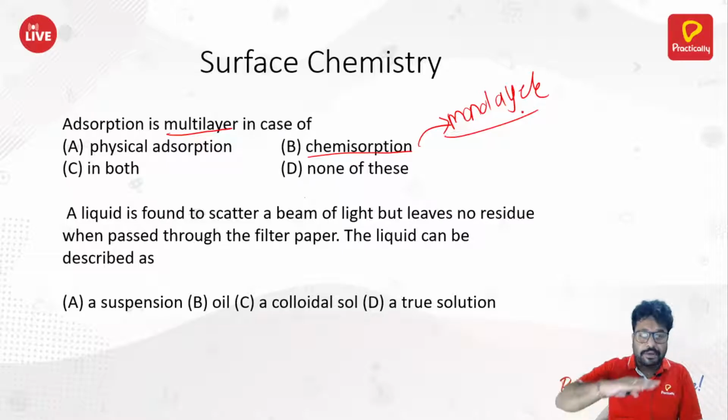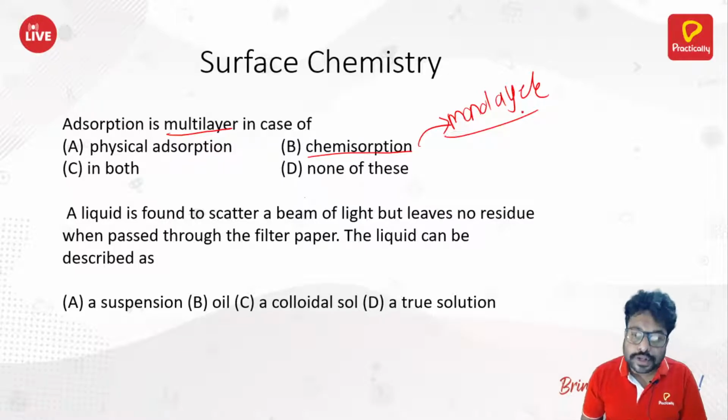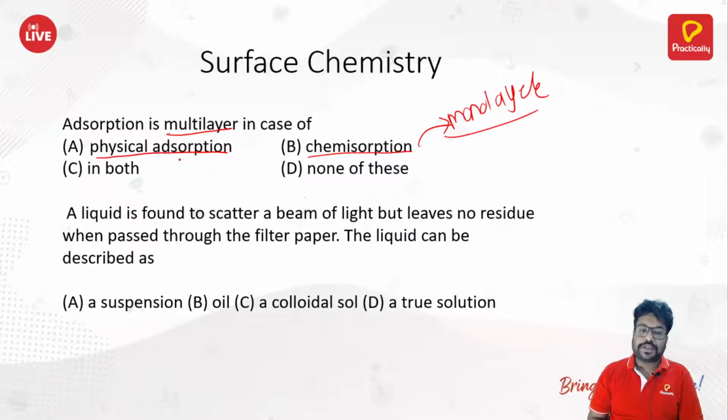Whenever a chemical bond forms with the upper layer of adsorbent, you do not have another layer to form a bond. That is why chemisorption is always monolayer, but physisorption is always multi-layer because it is not forming a bond. It is just getting deposited there. So that is why physical adsorption is always a multi-layer.